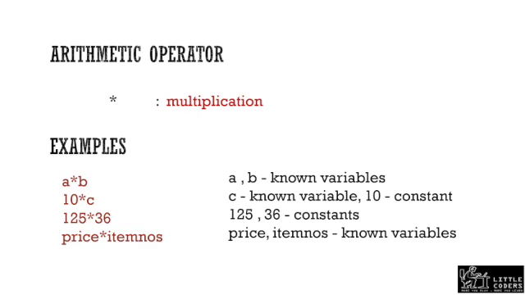Similarly, 10 star c, some constant as well as a variable, where the value of the variable is known. Then two constants, 125 into 36. So price into item numbers: here the values of the variables price as well as item numbers are known. In that case, we can multiply these two quantities also.